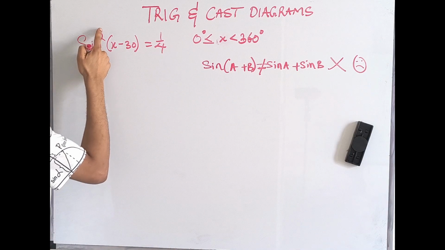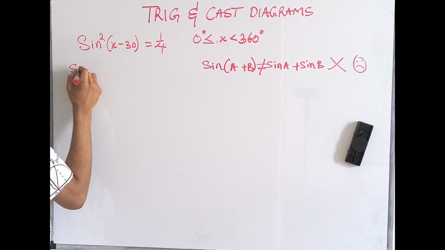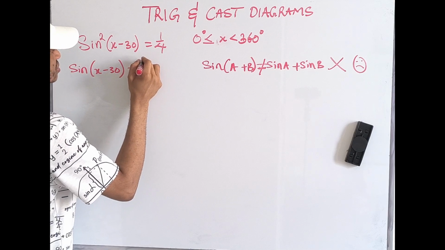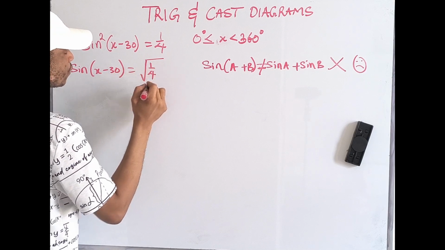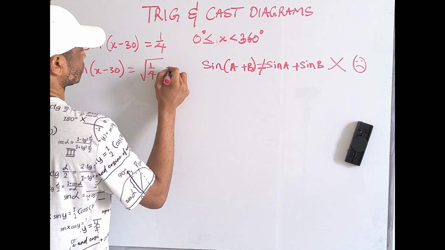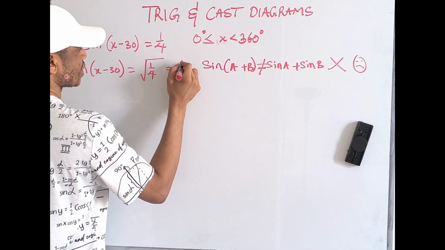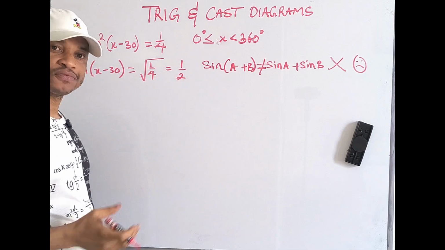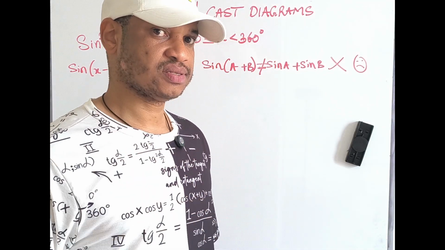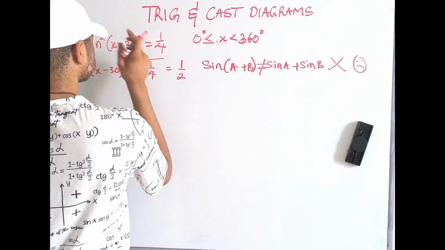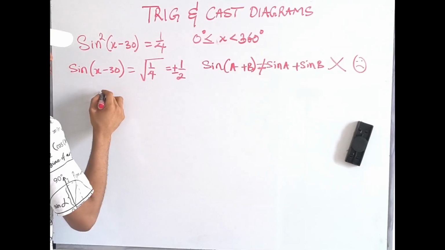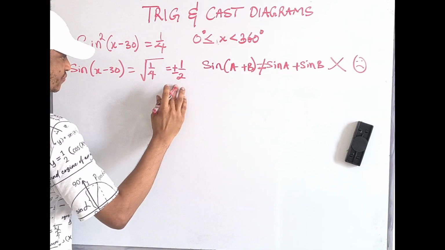Okay, so first I'm going to take the square root. So sine (x minus 30) will be the square root of 1 over 4, which is 1 over 2. Now from here, I have started losing marks. You know why? Whenever you take a square root, you have to put plus minus. Very important. So there are two ways of doing it now.